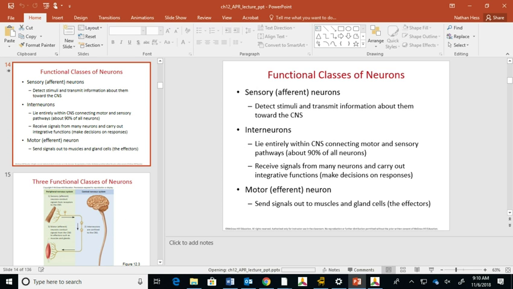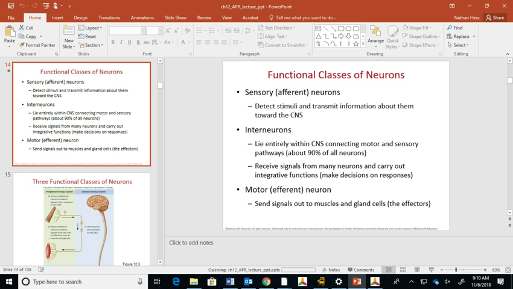We have our motor or our efferent neurons. These guys are carrying out the signal, right? They are sending it to the muscles, to the glands. We call those the effectors because we're actually causing an effect, right?